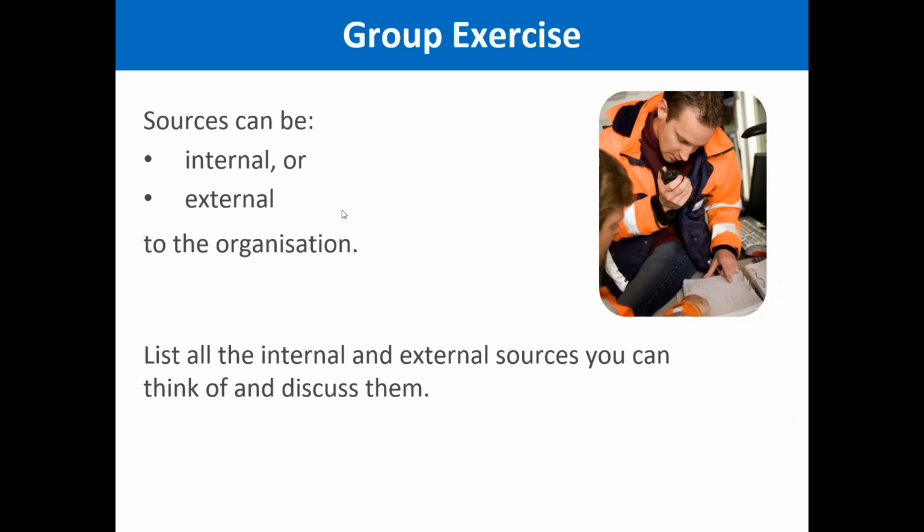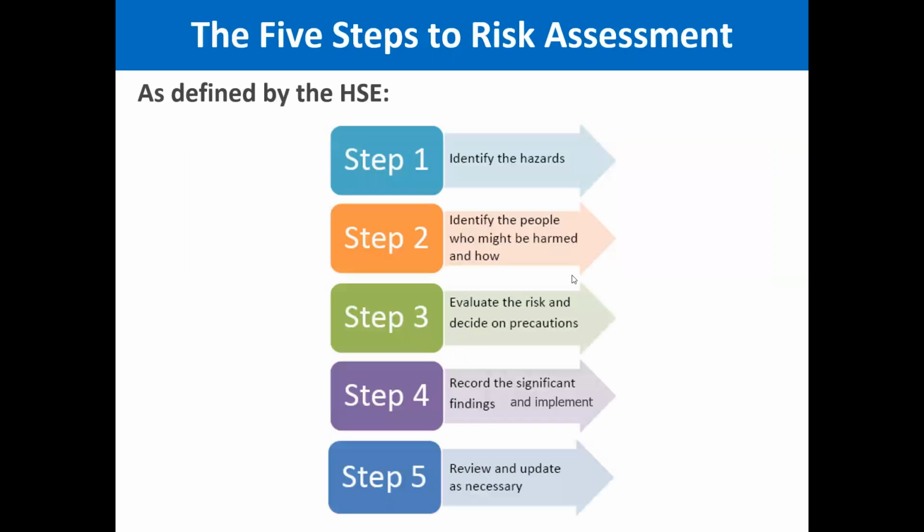Or you can look at other companies' risk assessments as well, and you can get information from them. You can get information from the insurance companies as well. So look at your company's insurance records, okay? Get information from the insurance company. So all these are internal and external sources of information which can help you identify risks associated with your job.